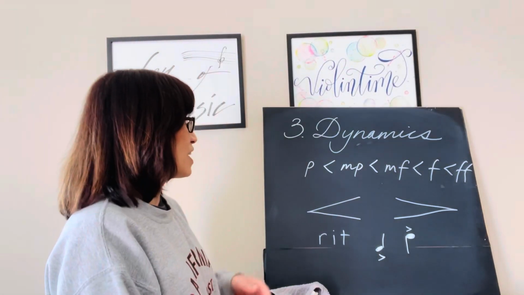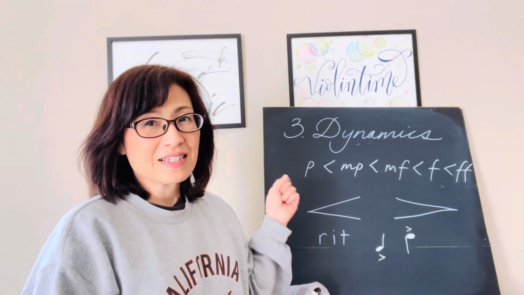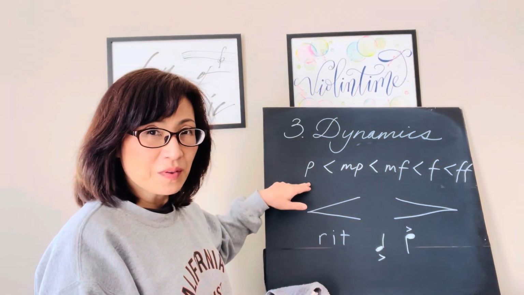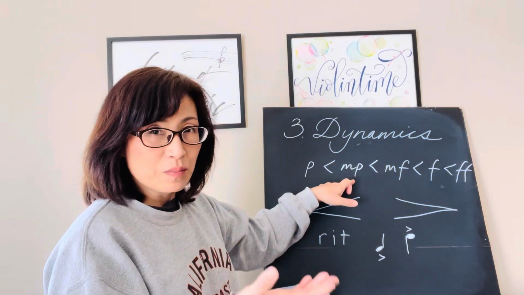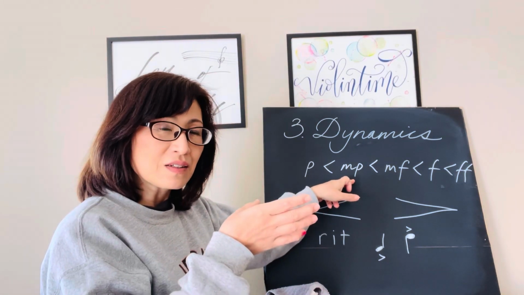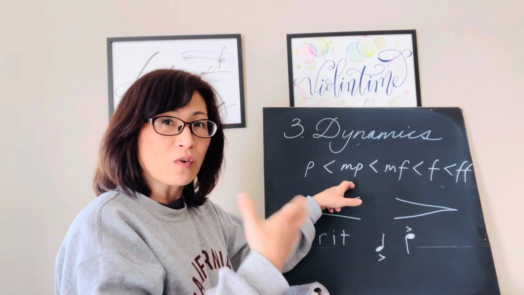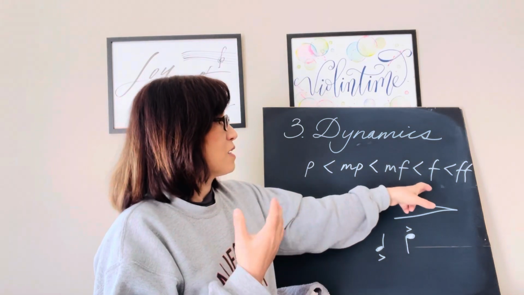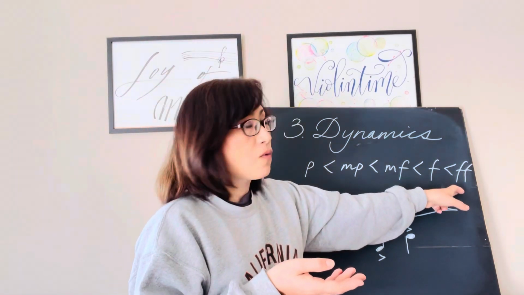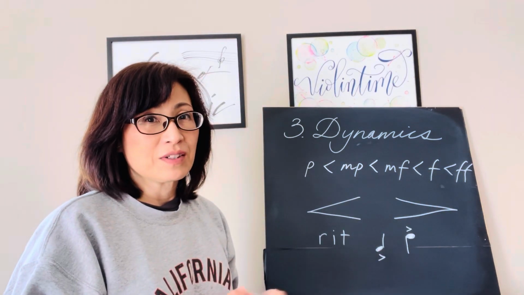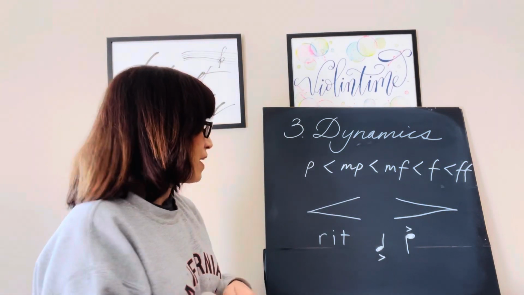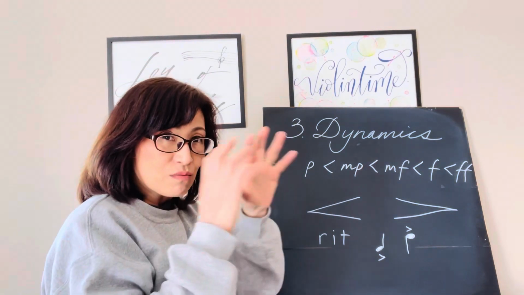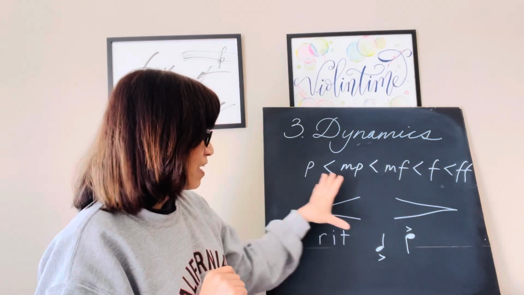Okay, finally, dynamics. So these markings are in the music, and piano, soft, mezzo piano, a bit more than piano, a little bit more volume, mezzo forte, medium loudness, forte, loud, fortissimo, very loud. Okay, and this one, you can see it's getting wider, so getting louder, crescendo.